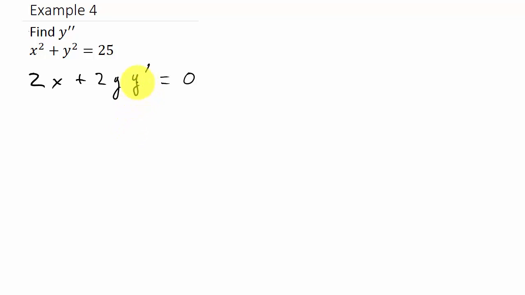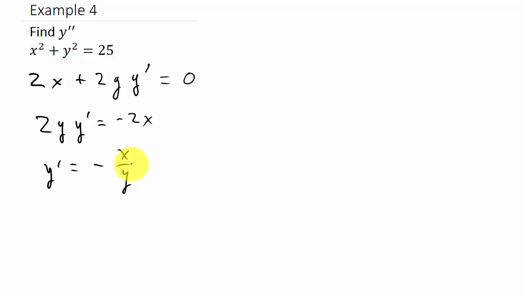Now we have to solve for y prime. I have to find the first derivative before I can find the second derivative. So I'm going to subtract the 2x from both sides, giving me 2y y prime equals negative 2x. Then divide both sides by 2y, so y prime equals negative x over y. Now I have the first derivative.